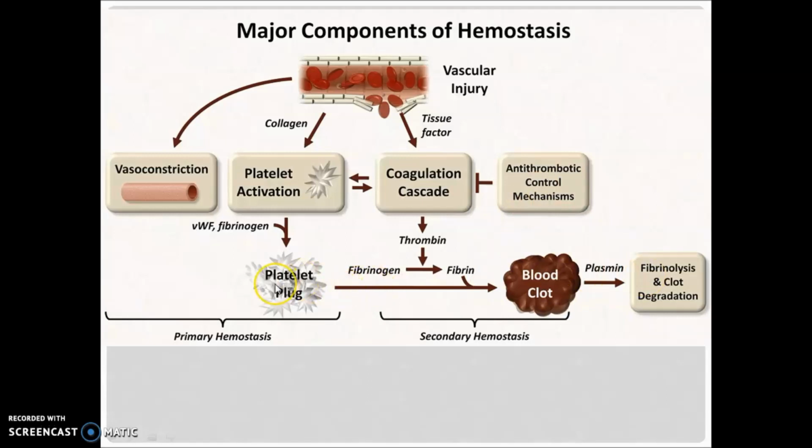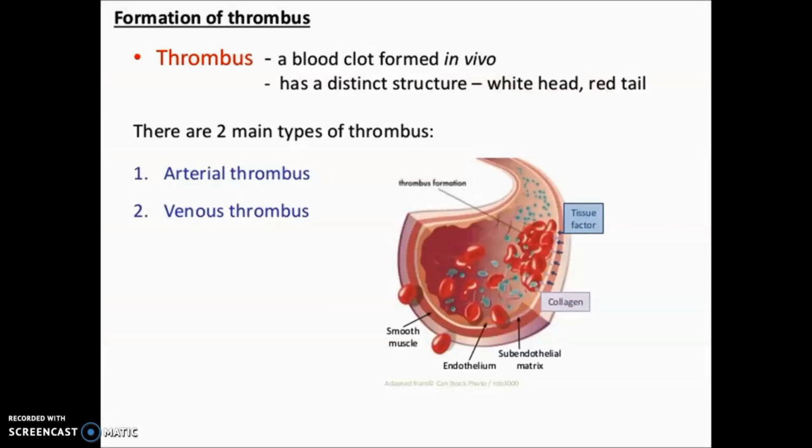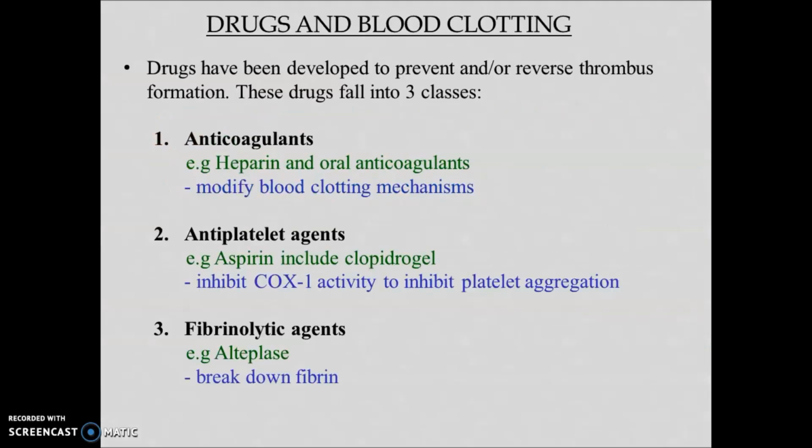So for primary hemostasis we have antiplatelet drugs. For secondary hemostasis we have the anticoagulants, to act on the coagulation pathway, and third we have fibrinolytic drugs. So I hope there's no need to mug up, you can easily remember. So what are anticoagulants? They modify your blood clotting mechanism. Antiplatelets inhibit COX-1 activity. And what are fibrinolytics? They break down fibrin.